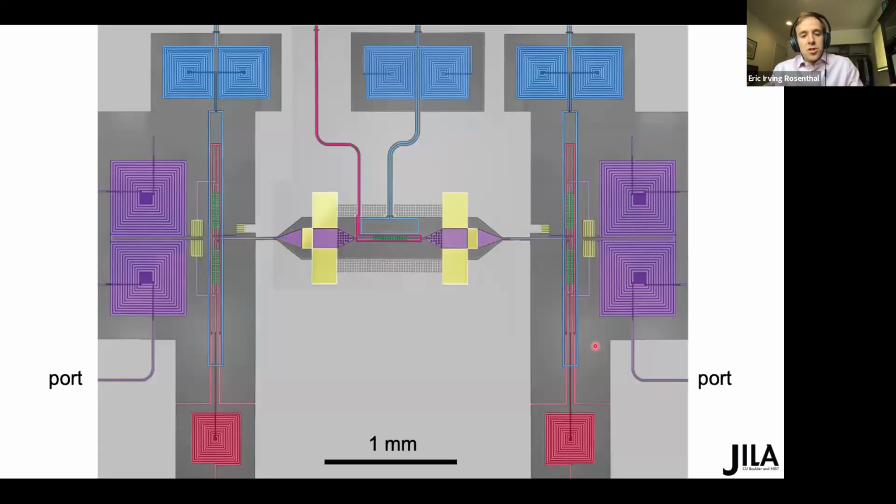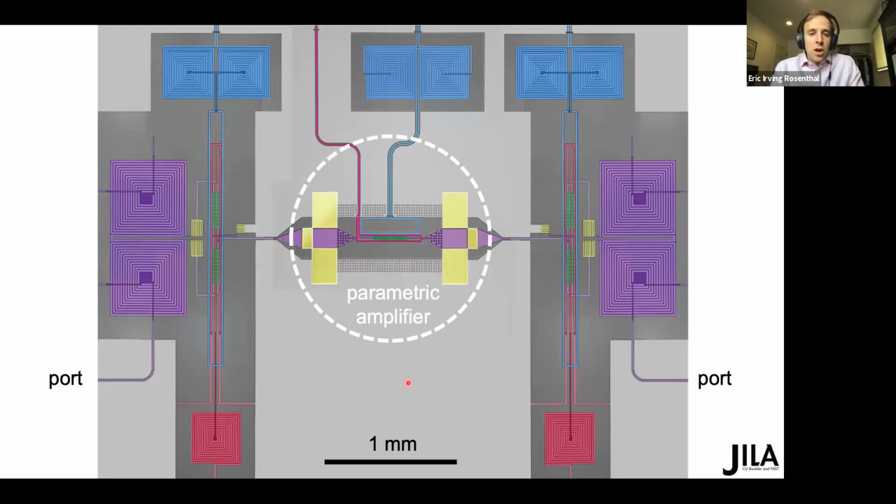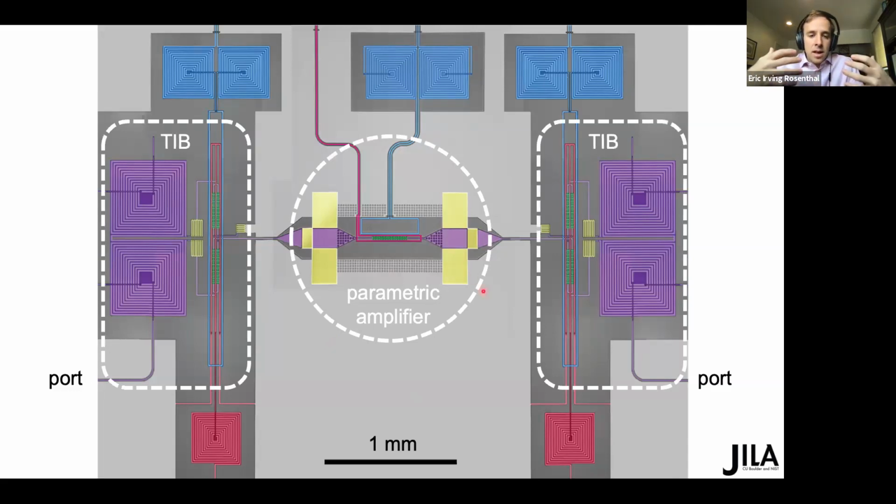But maybe to summarize the engineering behind this, we placed one of these TIBs on each port of our parametric amplifier to create a Simba. In this false color image of the chip, the parametric amplifier is at the center and the TIBs are on either side. And a lot of the complexity of this work is the layout and design challenges that go into making this chip, which is fabricated by our collaborators at NIST Boulder. And I'd be very glad to talk more about that, but for now we'll skip straight to the qubit readout performance.